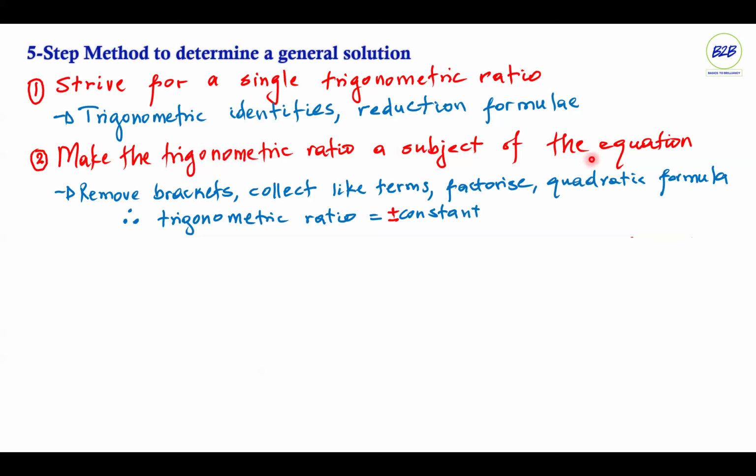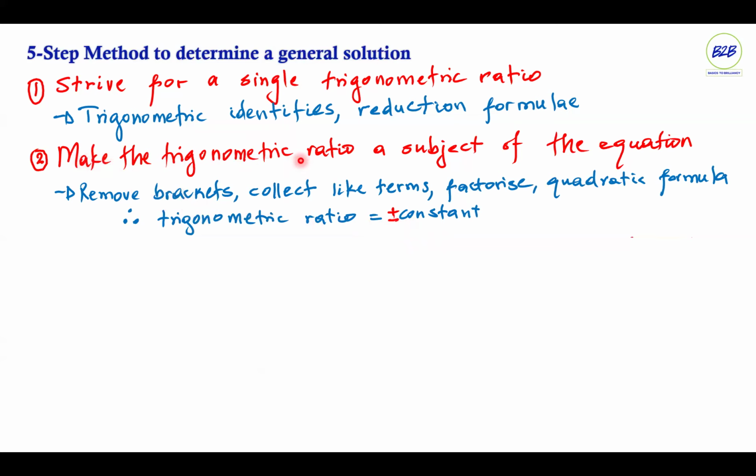You make the trigonometric ratio the subject of the equation. How do you do that? You remove brackets, collect like terms, factorize, and so on. You will perform quite a lot of algebra within the second step. So eventually, at the end of the second step, you must have something similar to trigonometric ratio is equal to a constant. The constant can be plus or minus. It really depends on the scenario. It can be positive, it can be negative. It depends from one equation to another. All right, so that is the second step.